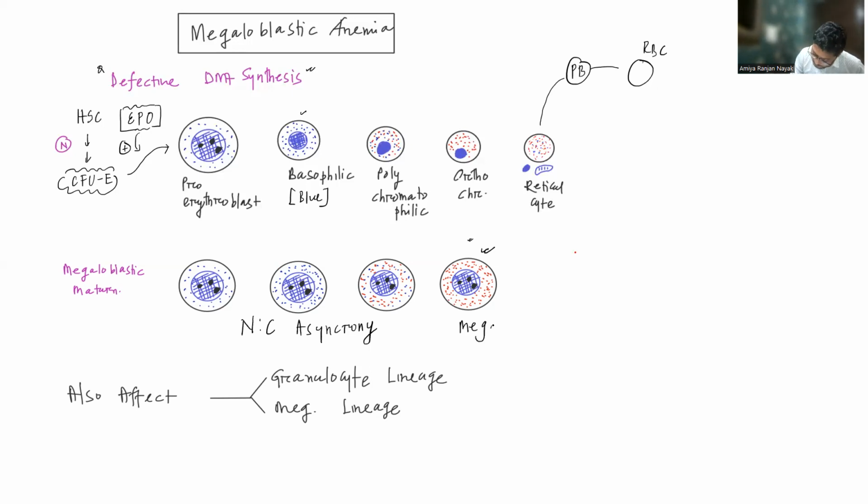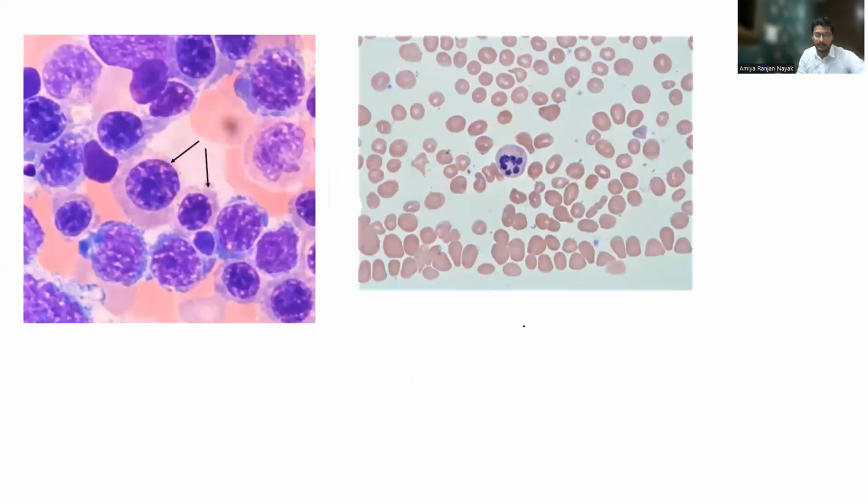This is actually a megaloblast. Okay, so a megaloblast will have a larger size compared to its corresponding normal cell, and it will have a nucleus with open chromatin. Now, you can see here, this is the bone marrow picture. You can see these are the late erythroblast cells. As you can appreciate, the cytoplasm is eosinophilic. That means the cytoplasm is already matured.